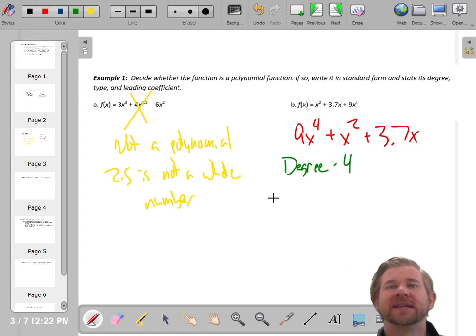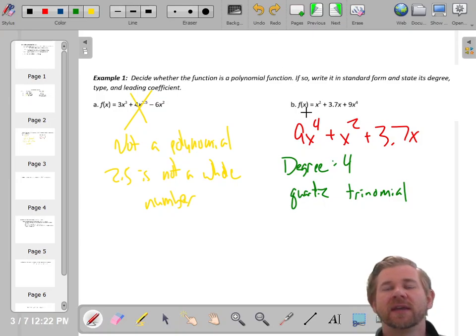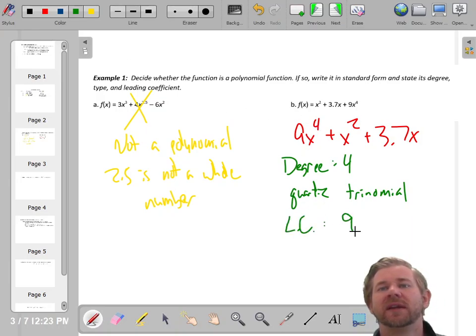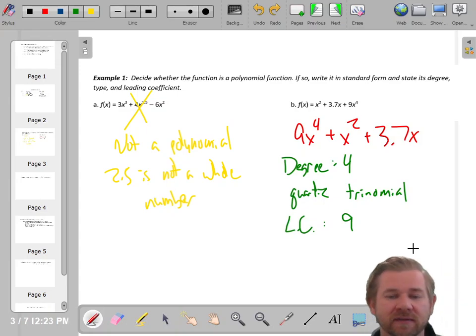Its type: it's a cubic, because, oh, it's not a cubic, there are 3 terms. It's a trinomial because there are 3 terms. It's degree 4, so that would be a quartic, based on the name. So this is called a quartic trinomial because it's degree 4 and there are 1, 2, 3 terms. The leading coefficient would be 9. It's right there, the coefficient of the leading term. You put it in standard form, and then you can name it, and I can have you say what the leading coefficient is, and whether it's positive or negative. That's where we're headed.